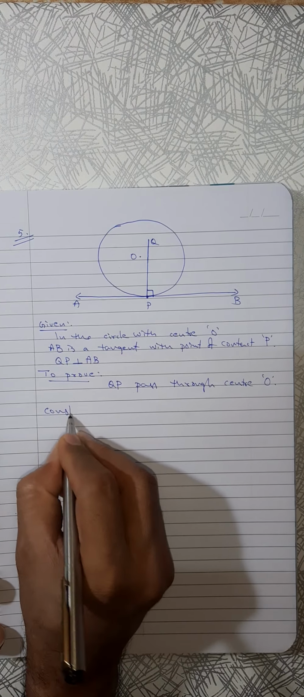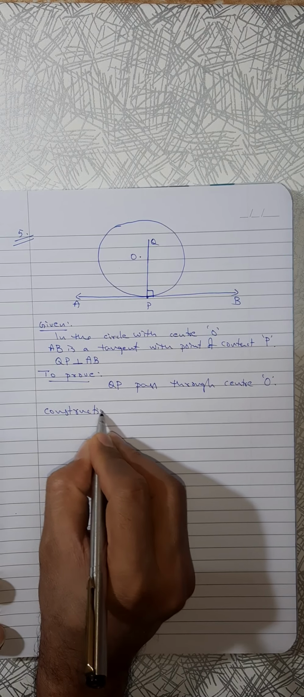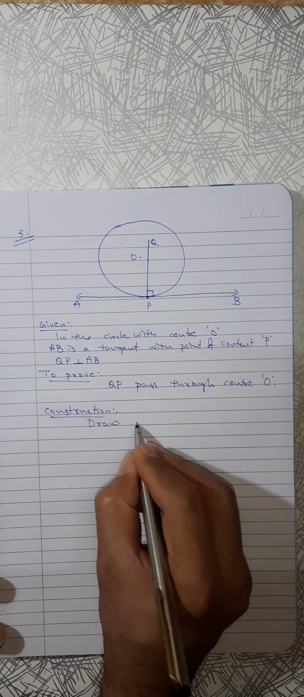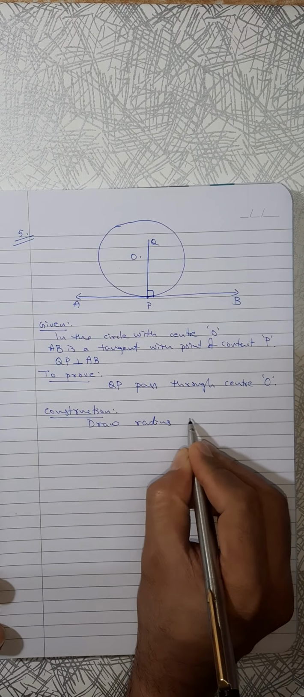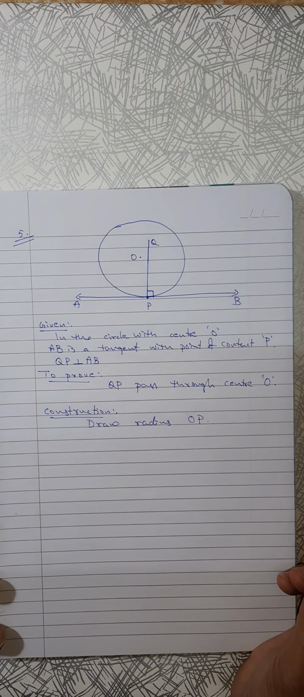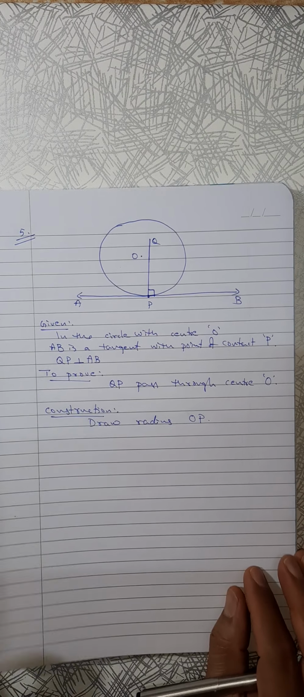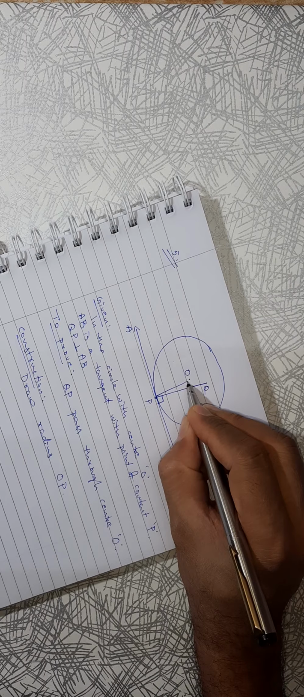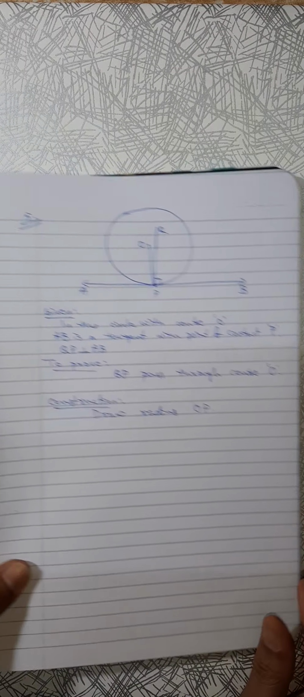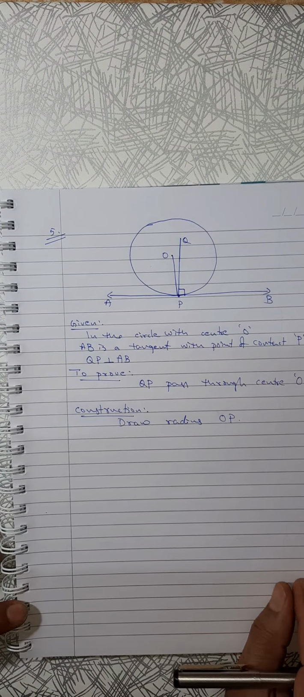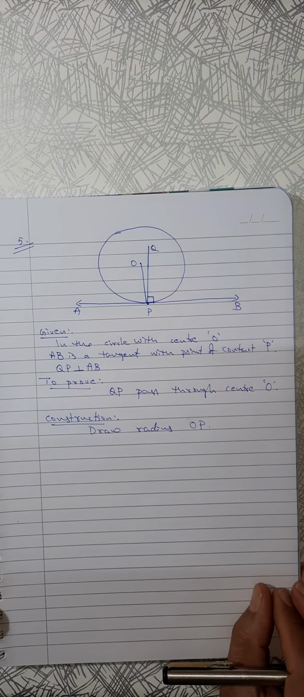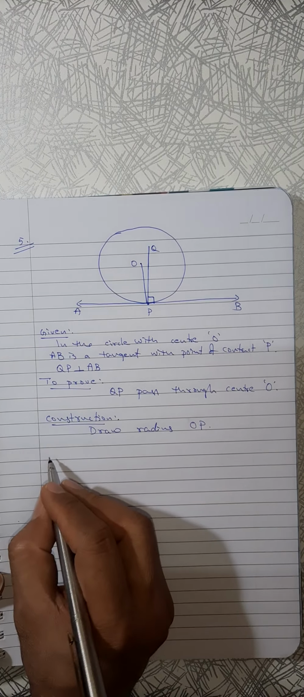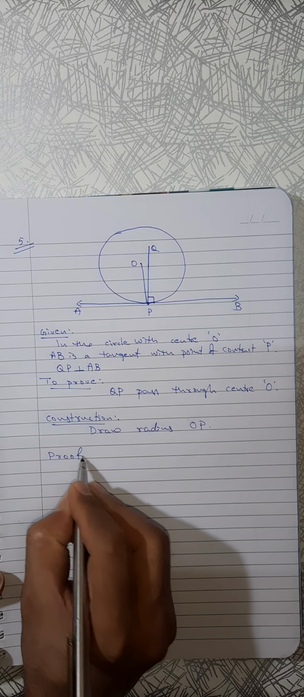Construction. What is construction? Draw radius OP. OP is a radius, so that also we will join, point of contact P, and OP is a radius, so that also surely we have to join. So we are getting two things: one is a perpendicular which they said earlier, and OP is a radius. Now proof is very simple. What is the proof?